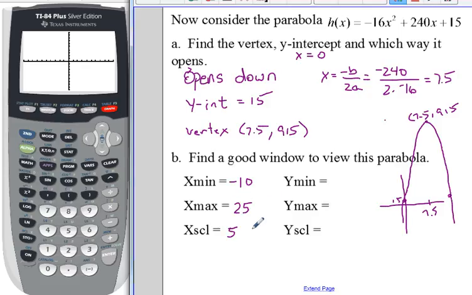Now there isn't just one answer to this, but what you do have to have is a window that shows both x-intercepts and the vertex. Y max is kind of easy because I can see how high it goes.